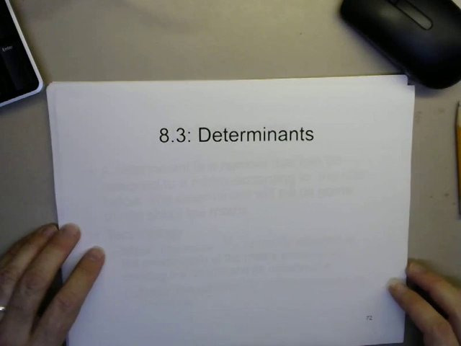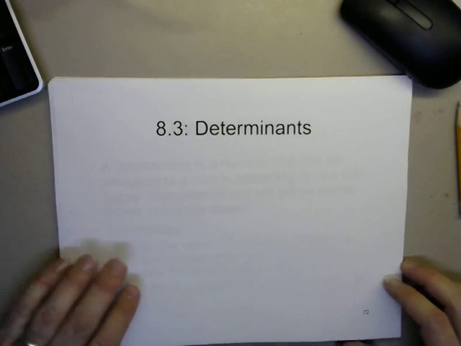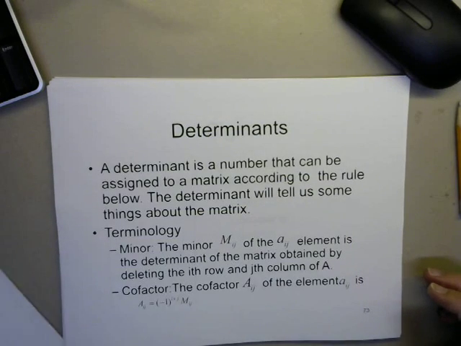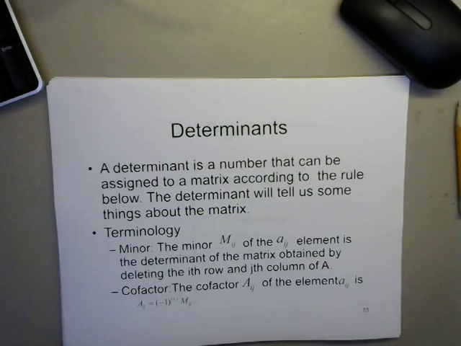Hi everybody. So this next section is on determinants, and so you might wonder, well, what is a determinant? Well, a determinant is a number that can be assigned to a matrix according to the rule given below, and the determinant will tell us some things about the matrix. And you can also, in some cases, think of the determinant as an area or a volume, but I don't think your book gets into that, so we won't really worry about that.